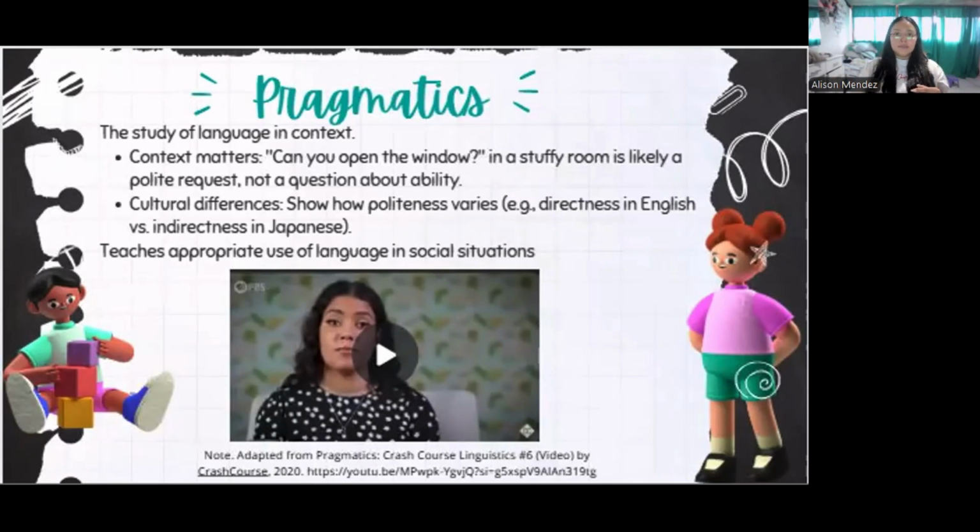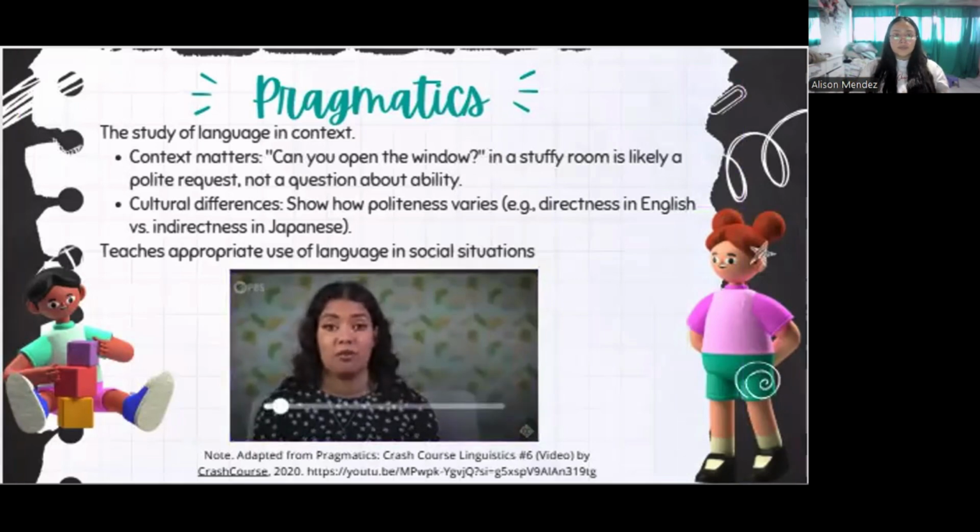So, for example, "Can you open the window?" is a polite request, not an inquiry about ability. Understanding these subtle cues is essential for effective communication, especially across cultures.